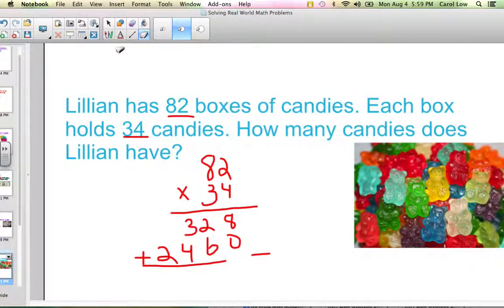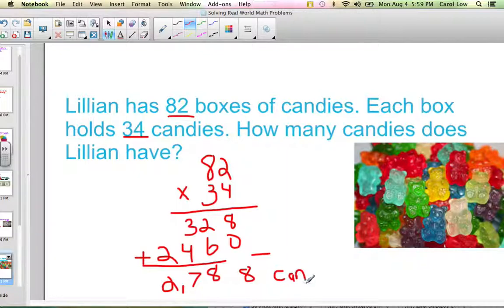Okay. So we have 8. 6 plus 2 is 8. 3 plus 4 is 7. And 2. 2,788 candies. You want to make sure you label it. Don't get sloppy. You want to make sure that you label your answers so people know what you're talking about.